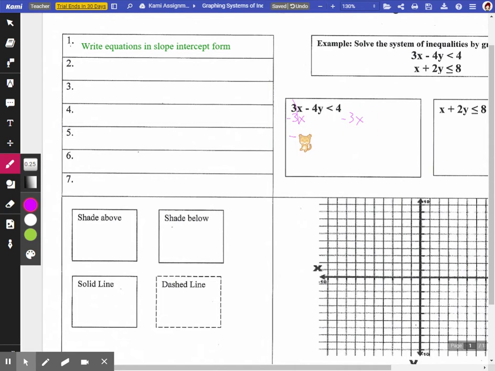So now I have negative 4y is less than, always put your x term before your constant term, negative 3x plus 4. That 4 was positive, so it's going to be added. That negative sign is attached to that x term.